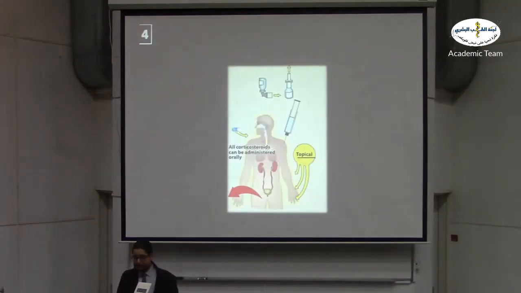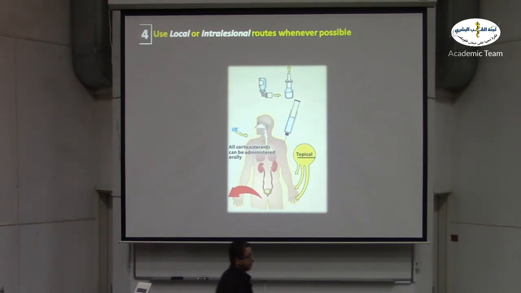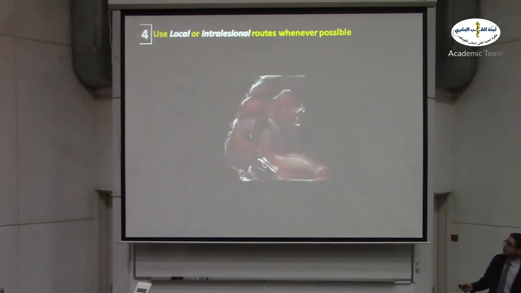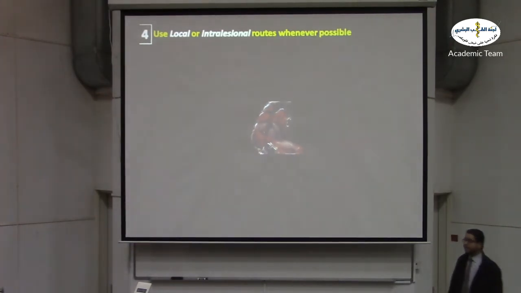Now, the fourth thing is to try to minimize the use of parenteral and systemic routes of administration as much as possible. For example, it's not necessary that I keep using the IV; I can use topical routes, or intralesional routes. Okay? The aim of all these is to minimize the side effects of the drug as much as I can.